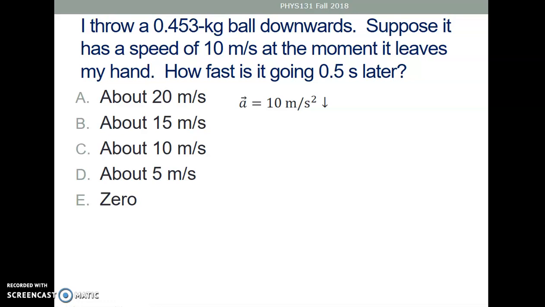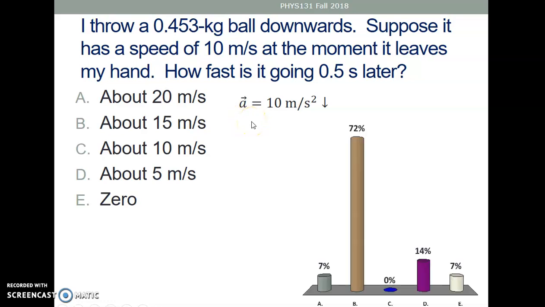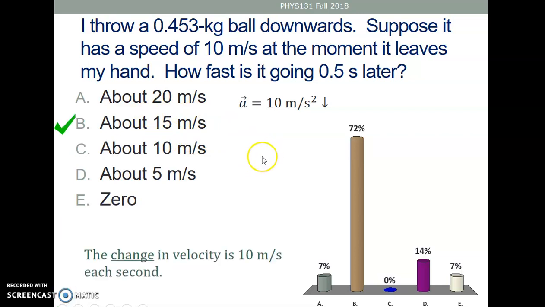Alrighty, 3, 2, 1, and the answer would be 15 meters per second because it speeds up by half of 10 meters per second downward. It speeds up by 5 meters per second. On the way down, it already is going down initially, and so you add the 10 to the 5, and 15 meters per second. The change in velocity is 10 meters per second each second, so the change would be 5 meters per second, which you add to the 10 to make 15. Okay, next one.